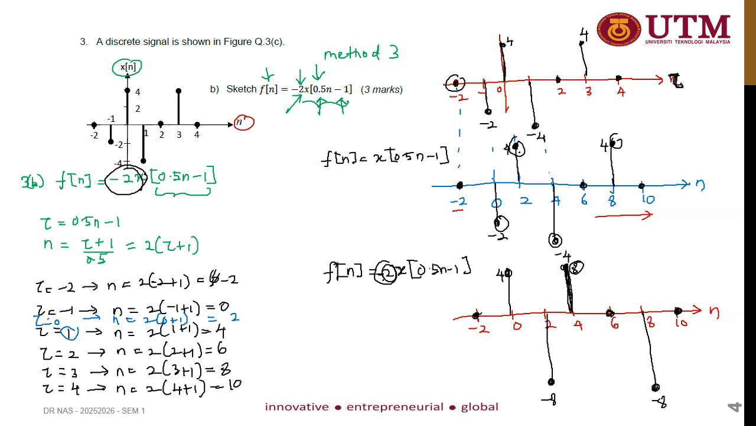So this is the final answer for the given function f(n) equals negative 2x(0.5n minus 1). This is the y-axis. This is your final answer in order to get the full 3 marks.